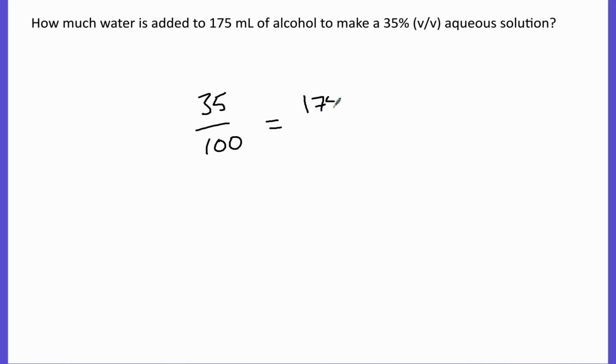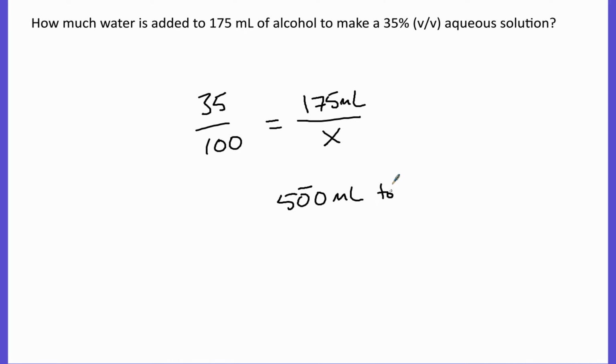So 175 milliliters, that's going to be what I put on the top. Otherwise, the X that I have on the bottom is technically that volume, 175 milliliters, plus water, right? So I'm going to solve for X, but I got to be careful not to stop there, right? So if I solve for X in this case, multiplying and dividing, X is going to be 500 milliliters. And that would probably have two sig figs because of the 35%.